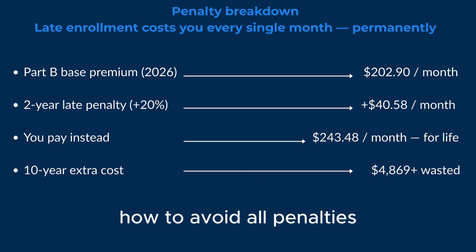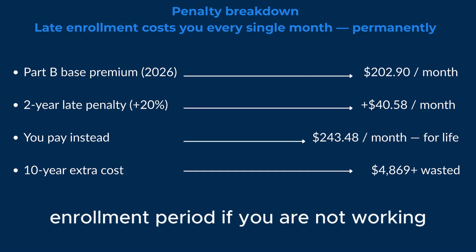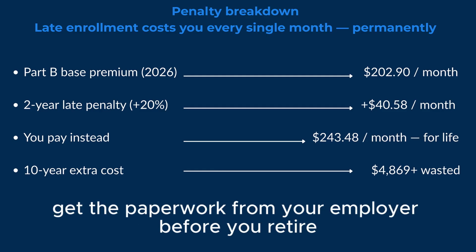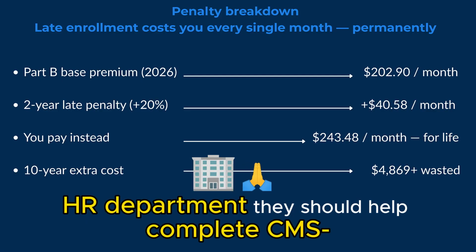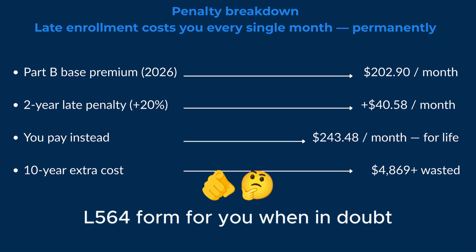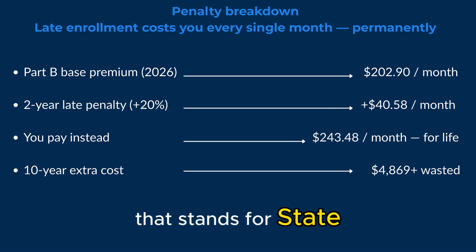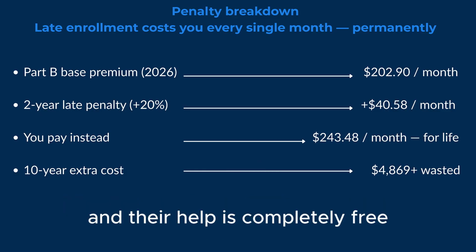How to avoid all penalties. Enroll during your Initial Enrollment Period if you are not working. If you are still working, get the paperwork from your employer before you retire. If you miss this, you can later call your former HR department. They should help complete the CMS L564 form for you. When in doubt, contact Social Security or your local SHIP counselor. That stands for State Health Insurance Assistance Program, and their help is completely free.